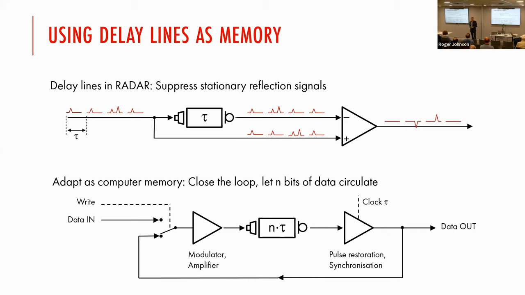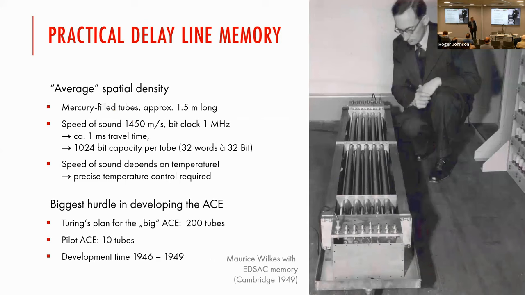And that seemed like a relatively manageable effort, because the fundamental technology was known. Turned out it wasn't quite as easy in the end. You got decent packaging density, as Turing already estimated in his table up front. In practice, what was used were tubes about 1.5 meters long, which gives you, with the sound in mercury, about a millisecond of travel time.